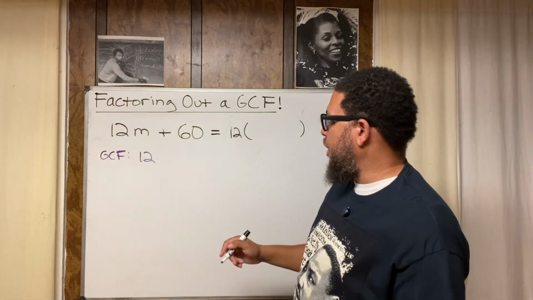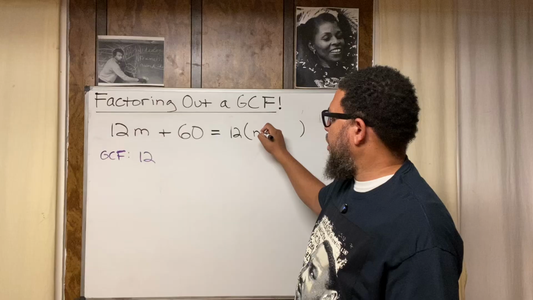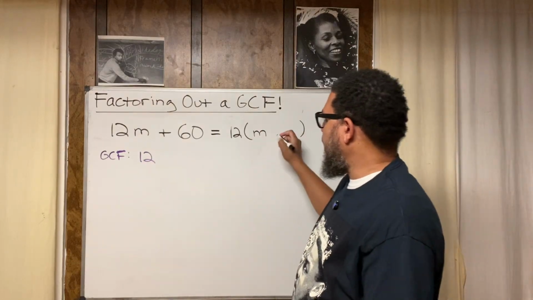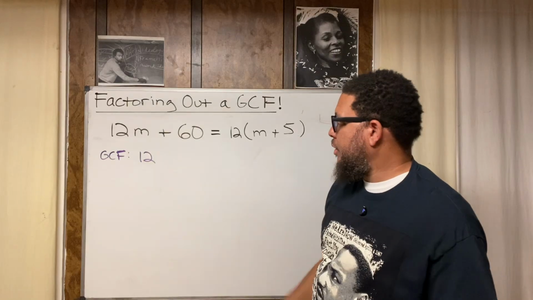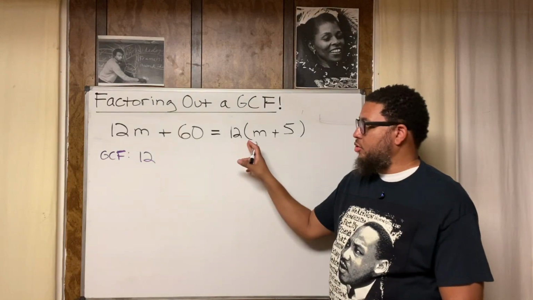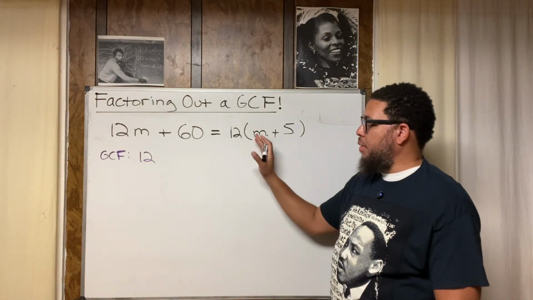So 12m divided by 12 is just m. 60 divided by 12 is positive 5. So you write plus 5. That's the final answer: 12 times the quantity m plus 5. This can't be factored any further.